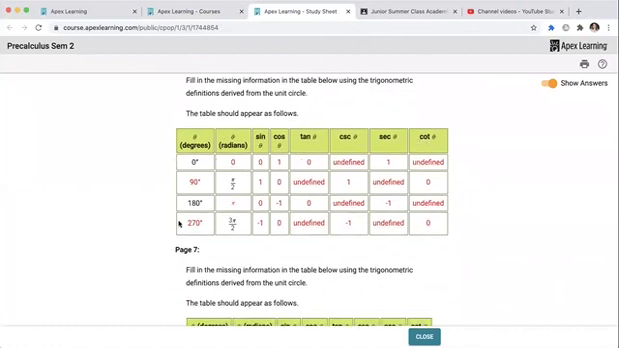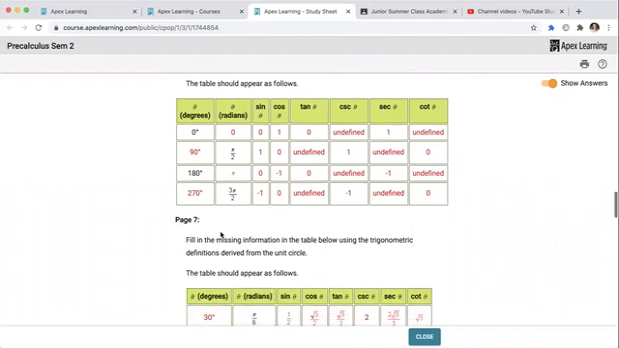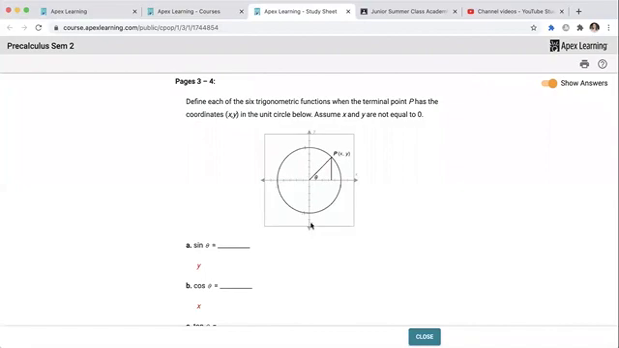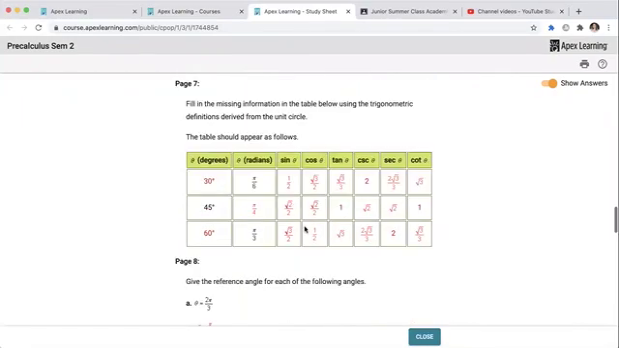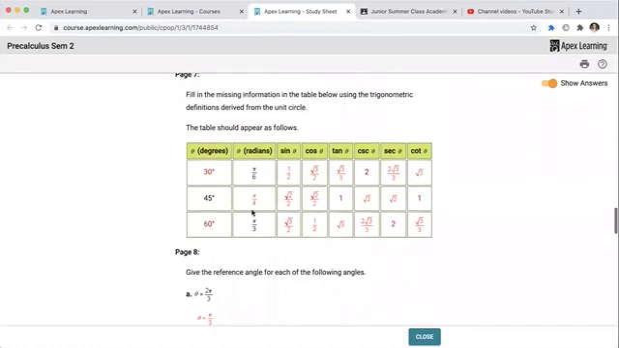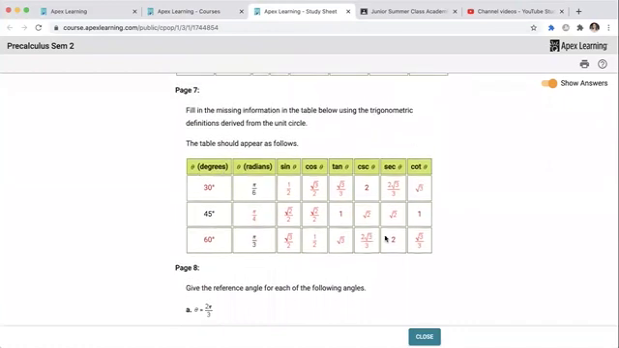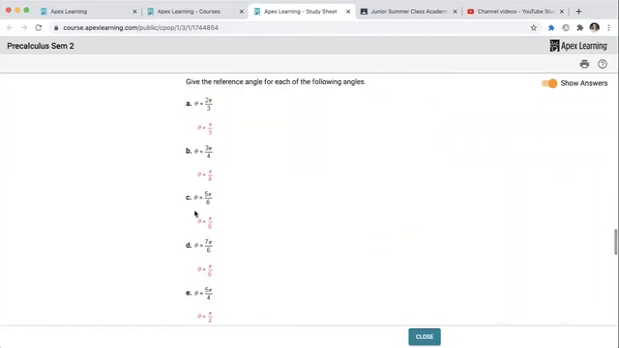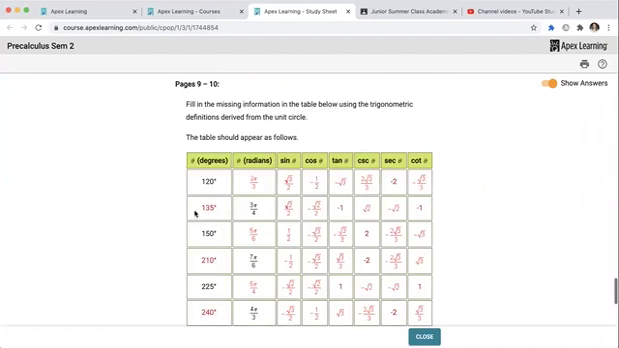This is that table that we filled out for our 4 major points, 0, 90, 180, and 270, either being 0, 1, 0, 1, 1, 0, negative, whatever. All of that stuff. Then here, these are our reference angles, the 30, 45, and 60 degree angles. Based on our reference angles, we can then determine the rest of the angles.